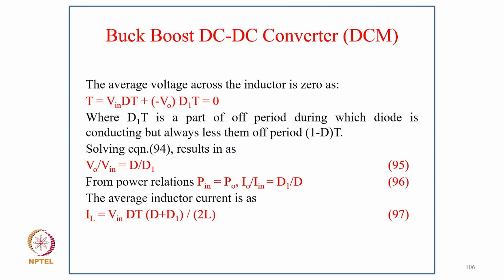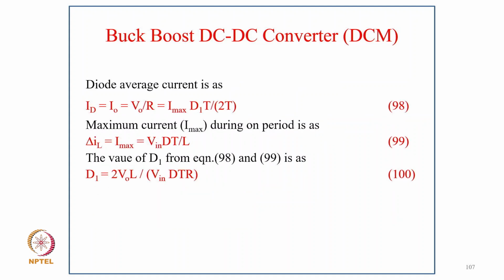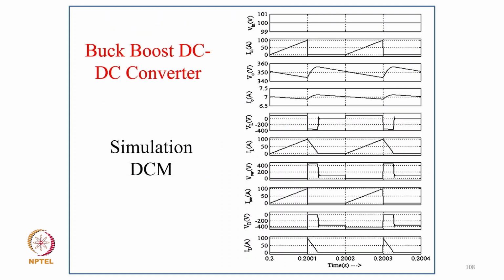The average inductor current is IL = V_in·DT·(D + D1)/(2L), and the average diode current is ID = Io = Vo/R = I_max·D1·T/(2T). The maximum current during the on period is ΔIL = I_max = V_in·DT/L. So the value of D1 from this equation is D1 = 2·Vo·L/(V_in·DT·R).